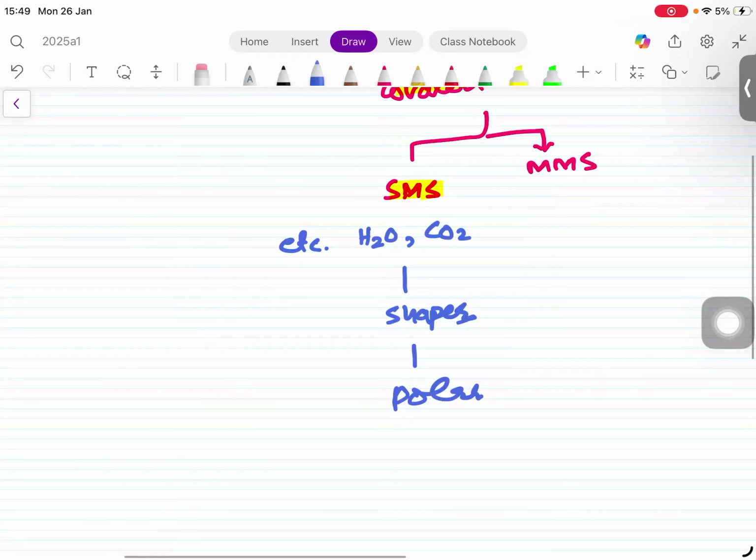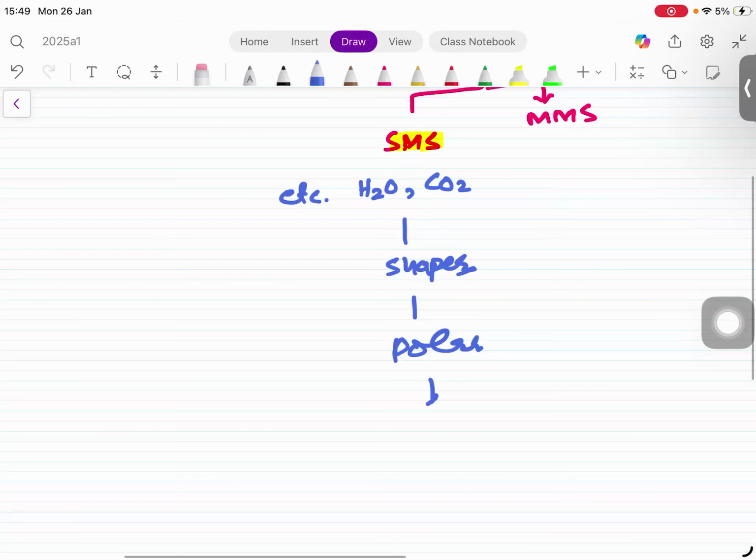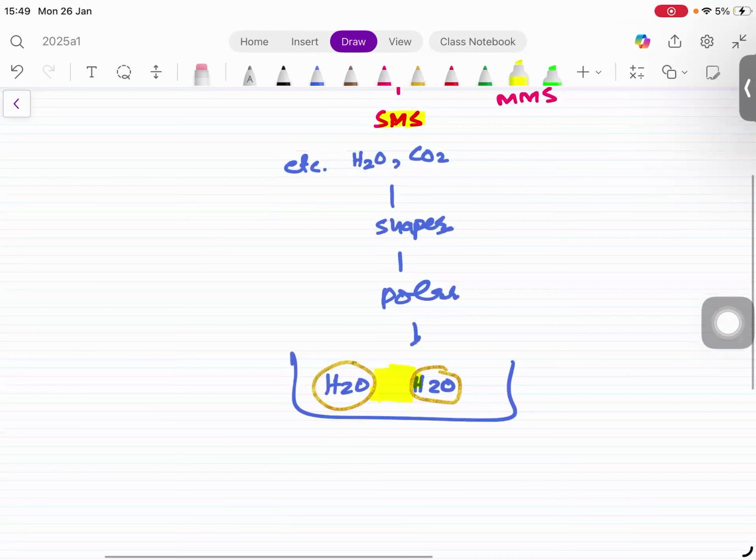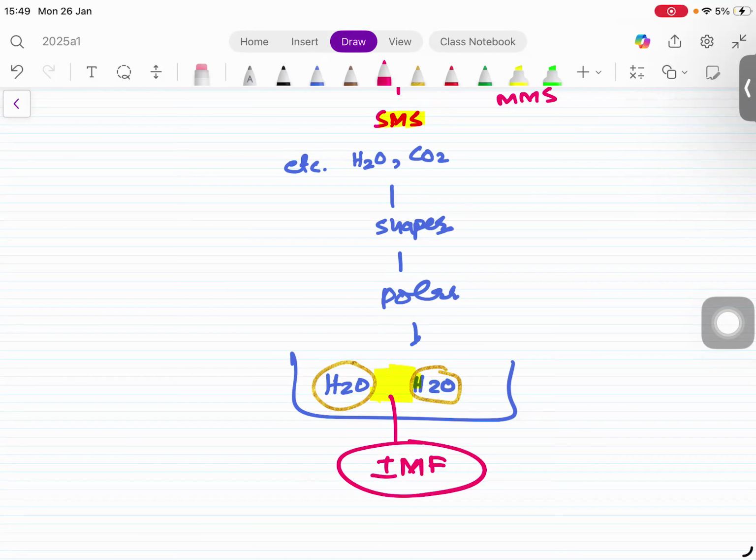And now, in continuation of that, today we are going to see if we have one water molecule and another water molecule in a beaker, is there any force of attraction present between the molecules of water? Yes. So this is what today we are going to see. This is intermolecular force, IMF. This is not within the molecule. This is one molecule to another molecule.